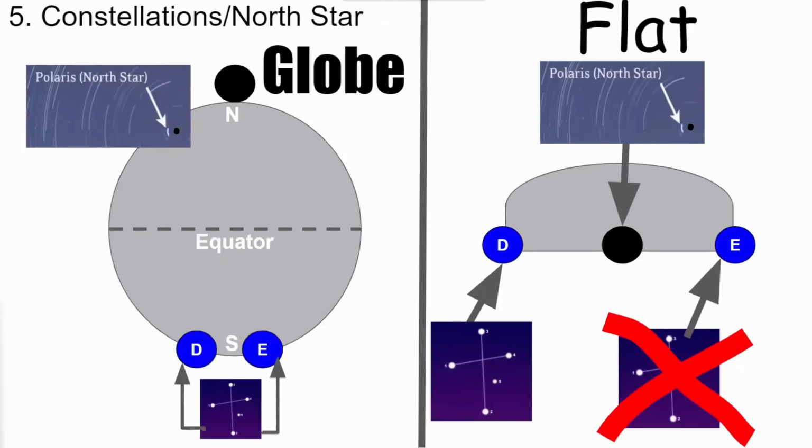Constellations and the North Star. Both the globe and the flat Earth theory predict you will see Polaris, the North Star, at the North Pole.